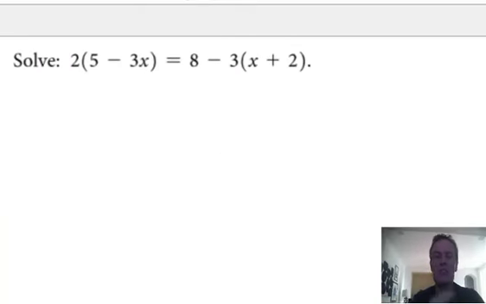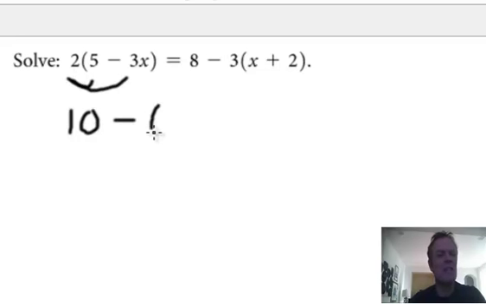Okay, solving. No fractions, straight distributive law and solve. Let's just run through this quickly. 2 times 5 is 10. Minus, what's 2 times negative 3x? That's negative 6x.